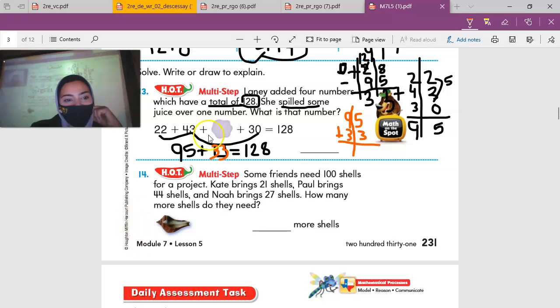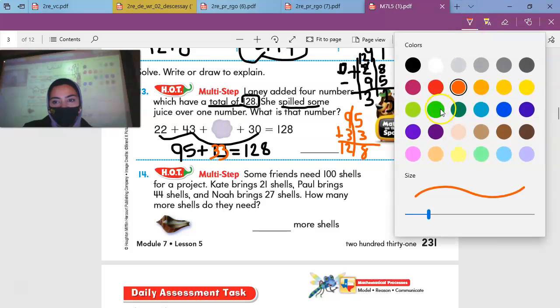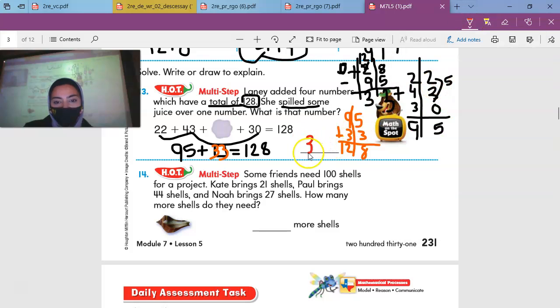So now that I checked my answer, 95 plus 33, does that really make 128? Let's see. 5 plus 3 is 8, and 9 plus 3 is 12. And that does make 128. So is my answer 33 correct? Yes. So you're going to write 33 on this line, because that is your final answer. This is called algebra. When we have a lot of work on our paper, that's why it's important to box your answer so I know which one is your answer.